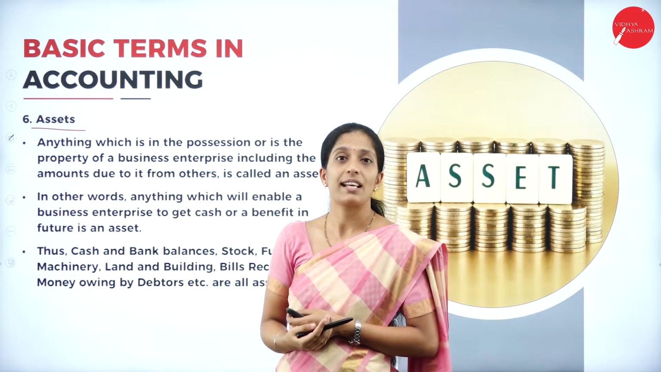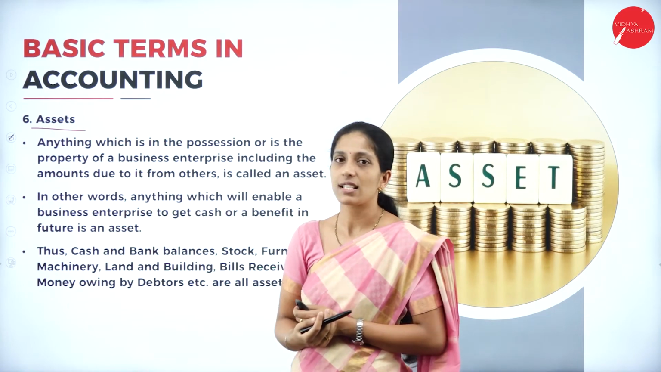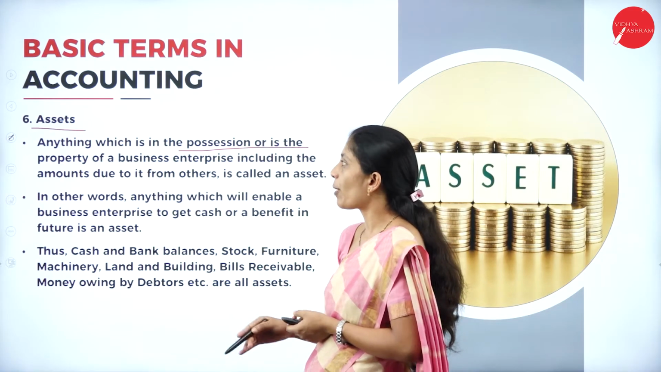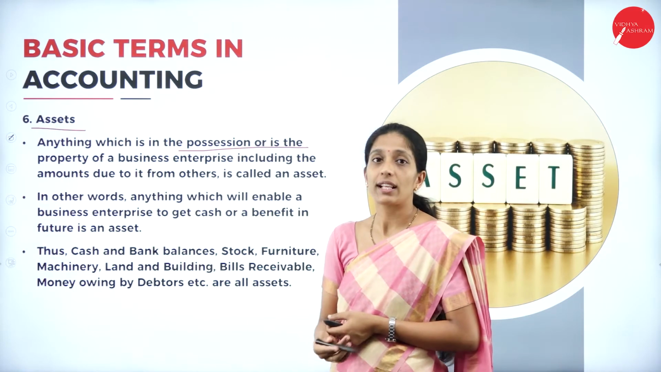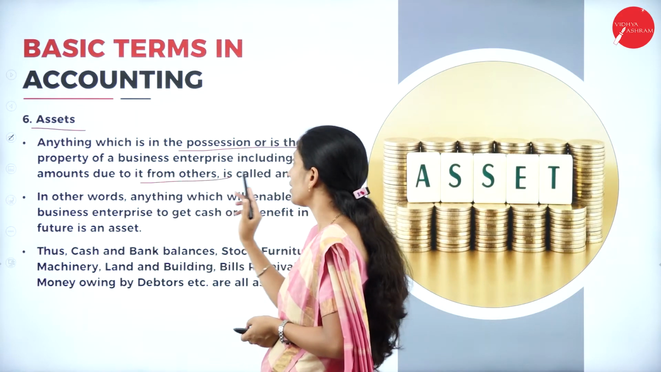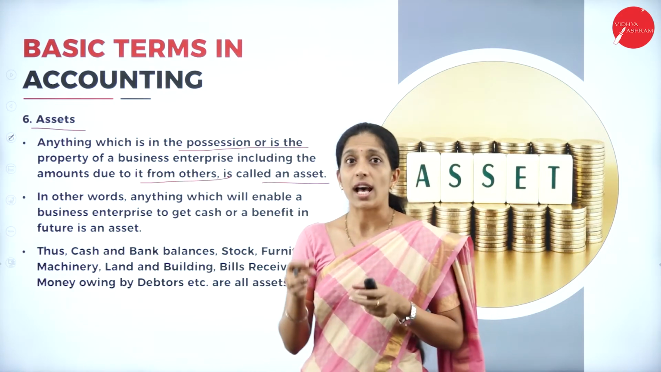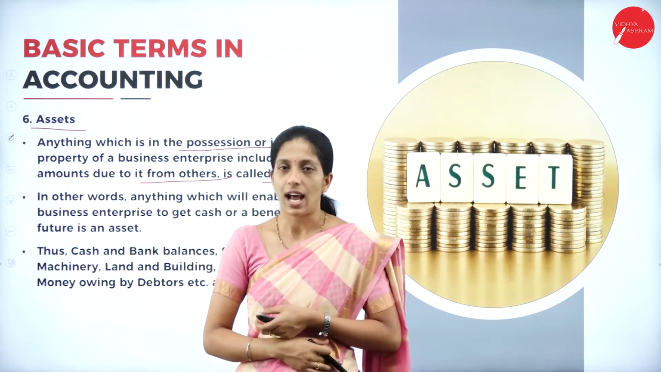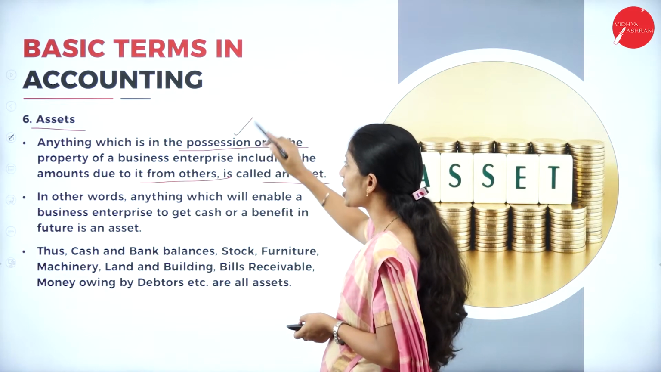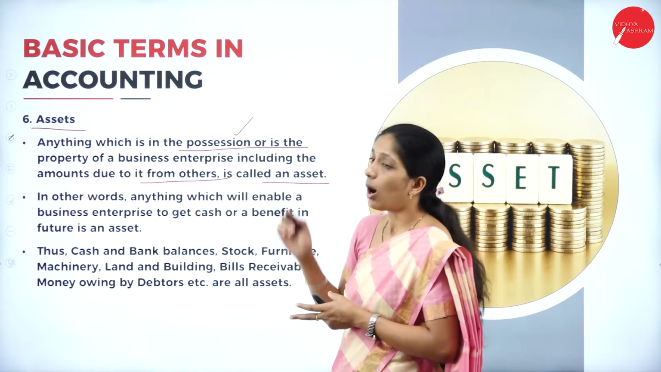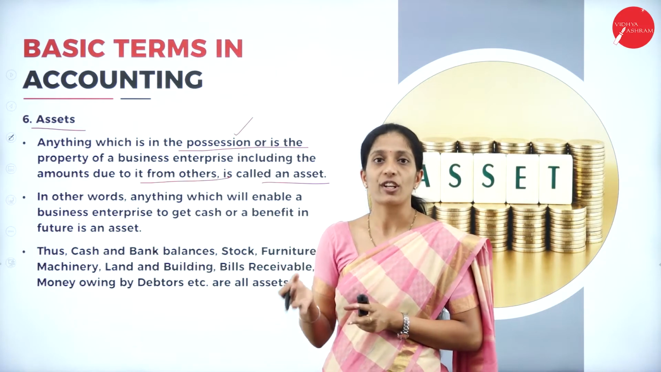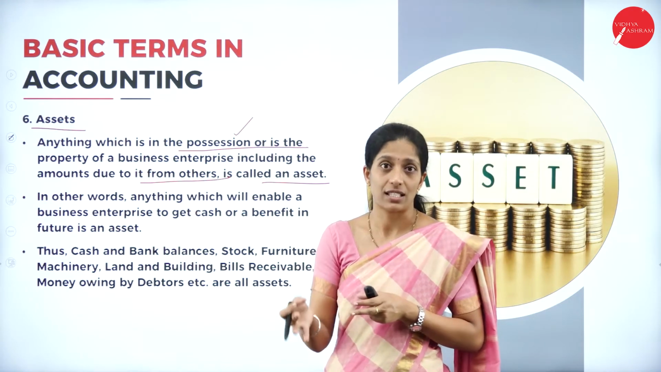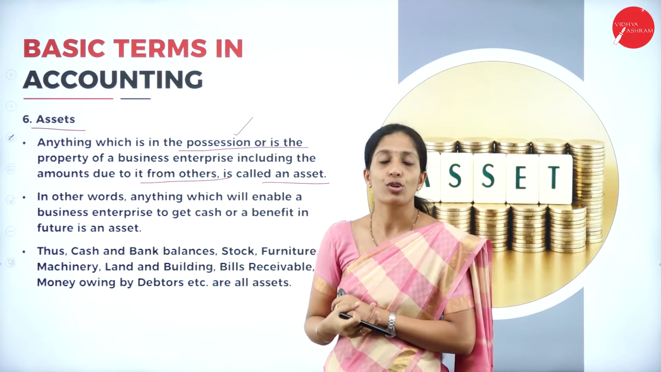So we are all familiar with assets. Let us see what is this asset. Anything which is in possession or in the property of a business enterprise, including the amount due to it from others, is called an asset. So asset means anything which has certain value in the business. It is nothing but the possession. It may be in terms of possession or in terms of property. It may be property of the business or something that is due to the business from the outsiders. They are also termed as what?